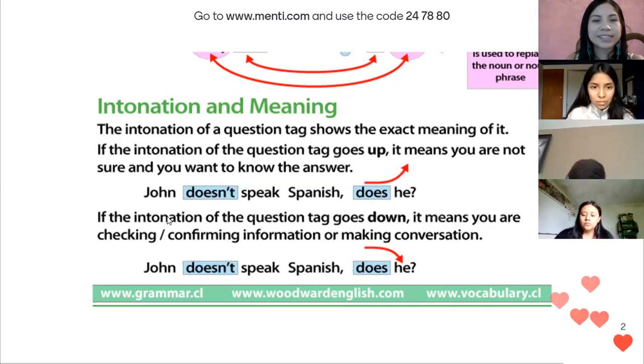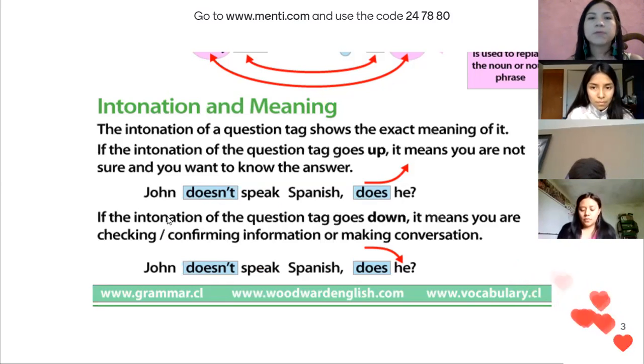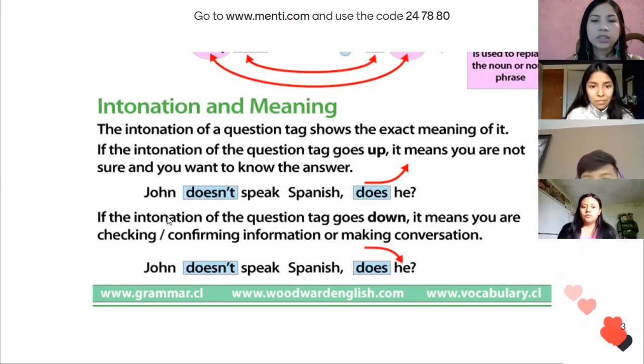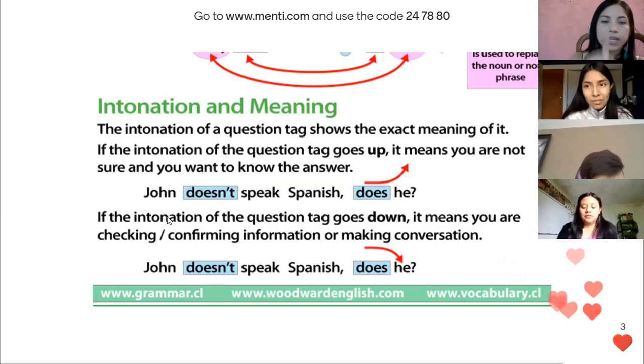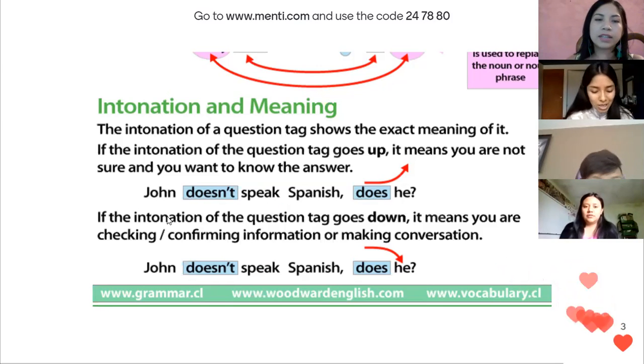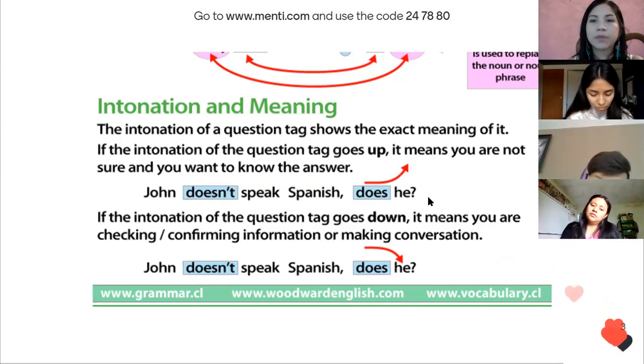Repeat with me, please. John doesn't speak Spanish. John doesn't speak Spanish. Does he? Does he? We don't know if this is correct or not. Now, if you already know the answer, John doesn't speak Spanish, does he? Does he, when you don't know the answer, you want to know the answer, and it goes up. And in the second case, you know the answer. John doesn't speak Spanish, does he? It goes down, okay? Let's practice.